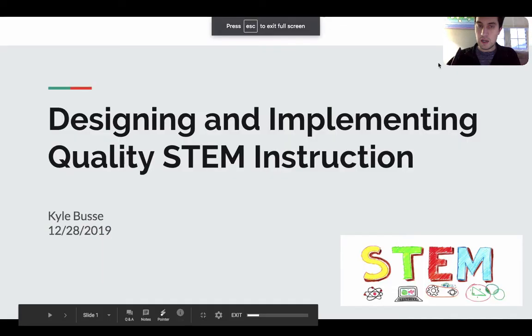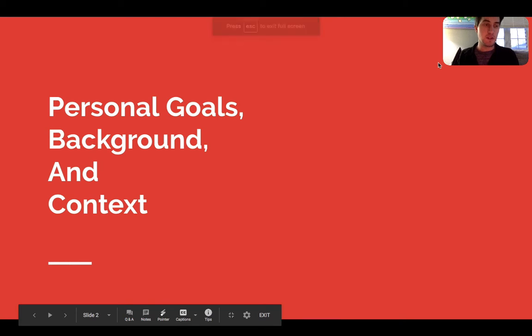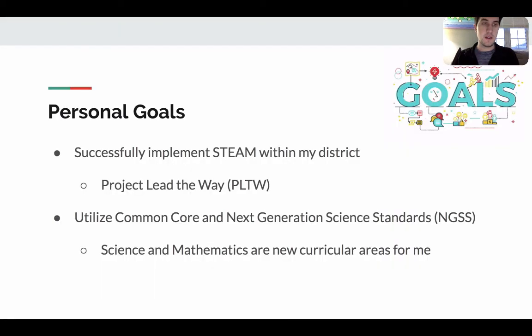So to begin, I want to start off with my personal goals, background, and context. As I mentioned in my first module, I want to successfully implement my STEM curriculum within my district. This is my first year of doing this, and I am using Project Lead the Way curriculum to do so. I also want to increase my own personal knowledge of the Next Generation standards for science and mathematics, because those are both new areas for me in the STEM realm.